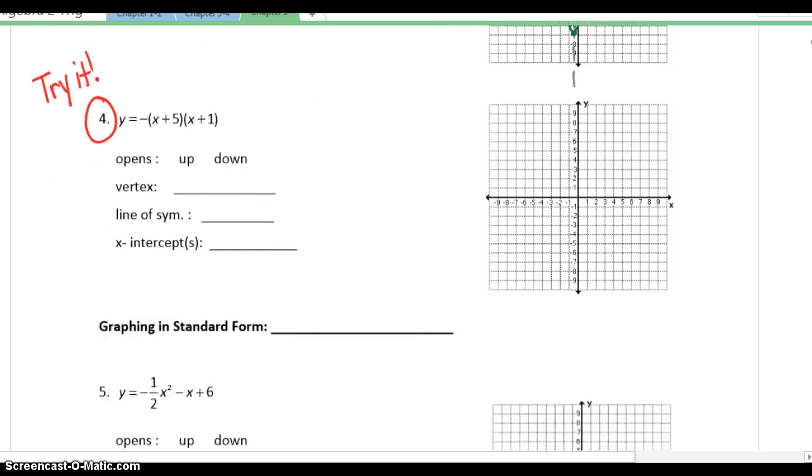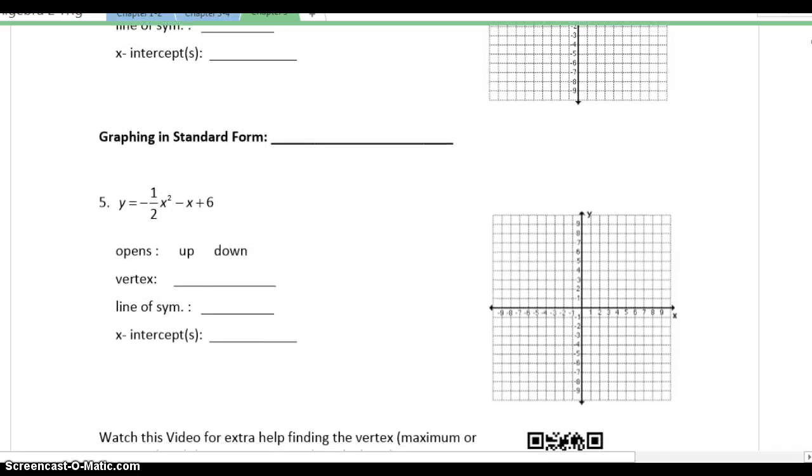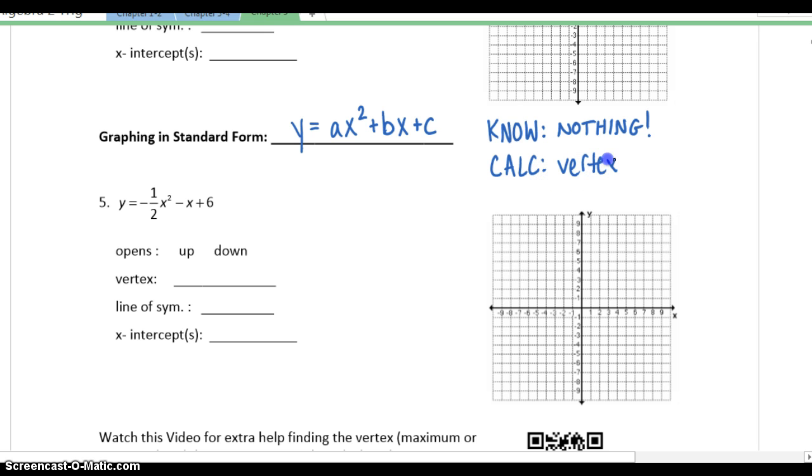Okay, and let's take a look at one more using standard form. Standard form is the most difficult of them all. The equation is pretty straightforward: ax squared plus bx plus c. But the reason it's the most difficult one is because we know absolutely nothing just by looking at the equation. Can you believe it? Nothing. That means we're going to have to use our calculator to find everything. So the vertex and our x-intercepts.